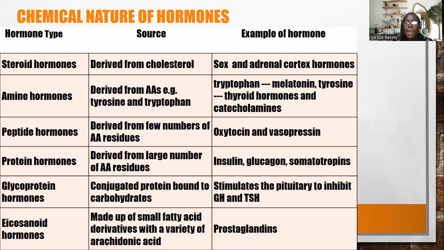Then you have your glycoprotein hormones. These are conjugated proteins bound to carbohydrates, and they include factors that inhibit growth hormones, and TSH. And then you have your eicosanoid hormones, very interesting, your prostaglandins. They are derivatives of fatty acids conjugated with arachidonic acid. There are different kinds of prostaglandins, prostaglandin A, prostaglandin E, prostaglandin F, and all that.